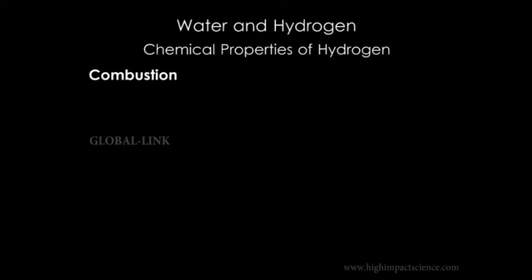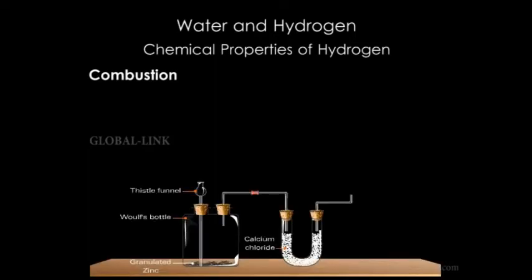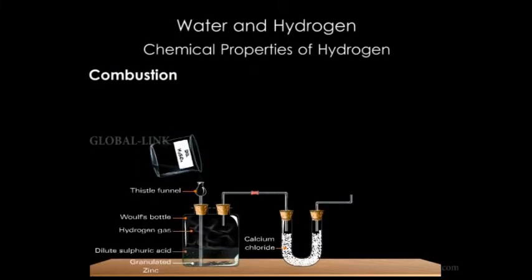Chemical properties: combustion. Now, in this experiment, we prepare hydrogen gas by reacting zinc granules with sulfuric acid. The gas evolved is passed through a U-shaped tube containing calcium chloride, which absorbs the moisture present in the gas, making it dry.